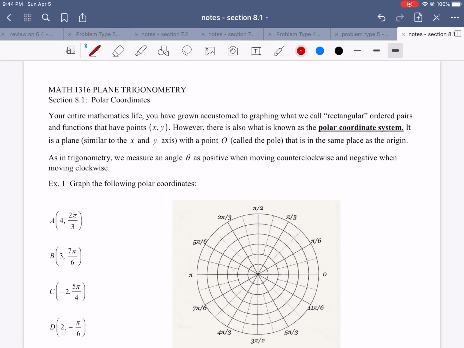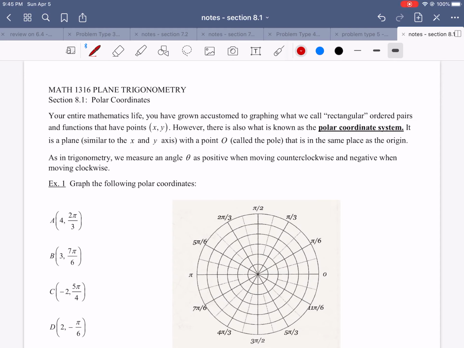Okay, guys, on section 8.1, we're going to introduce you to what are called polar coordinates. Your entire math life, you have grown accustomed to graphing ordered pairs in the form x, y, that have an x coordinate and a y coordinate. You know to go to the x coordinate first and then the y coordinate second and plot the point. Well, there is also what is known as the polar coordinate system. It's similar to the xy plane, but it works in radii and angles as opposed to x's and y's.